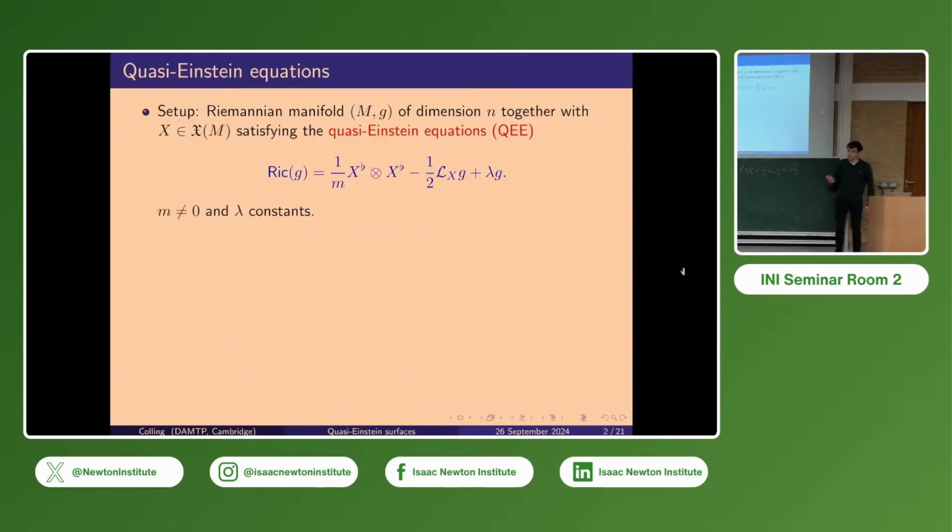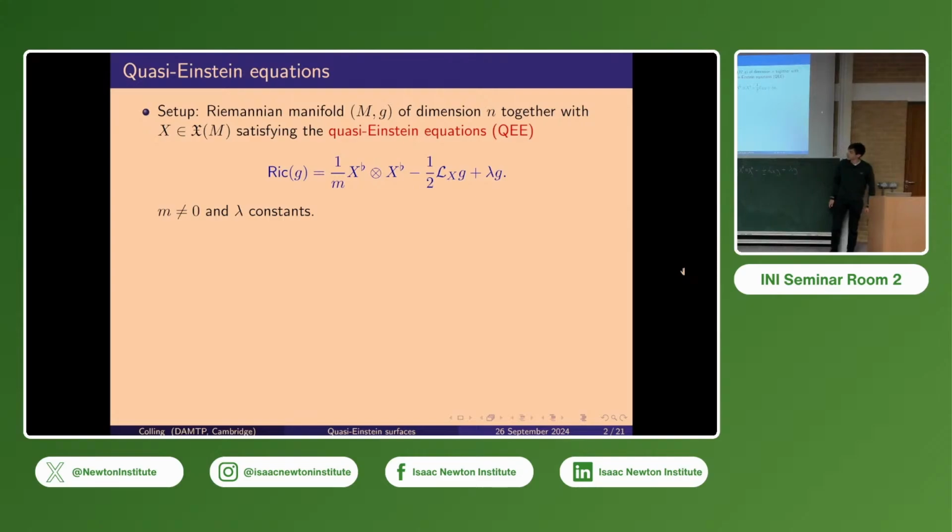So the setup is as follows. We have a manifold M of dimension n with a Riemannian metric G and a vector field X satisfying the quasi-Einstein equations. These are equations which we're solving simultaneously for the metric G and the vector field X. The equation is: the Ricci tensor of G is some non-zero constant, which I called 1 over m, times the one-form dual to X tensor itself, minus a bit of the Lie derivative of the metric with respect to X, plus some constant lambda times the metric G.